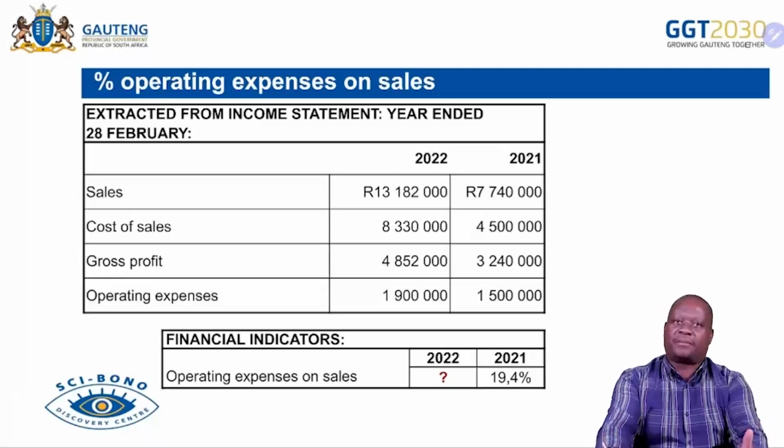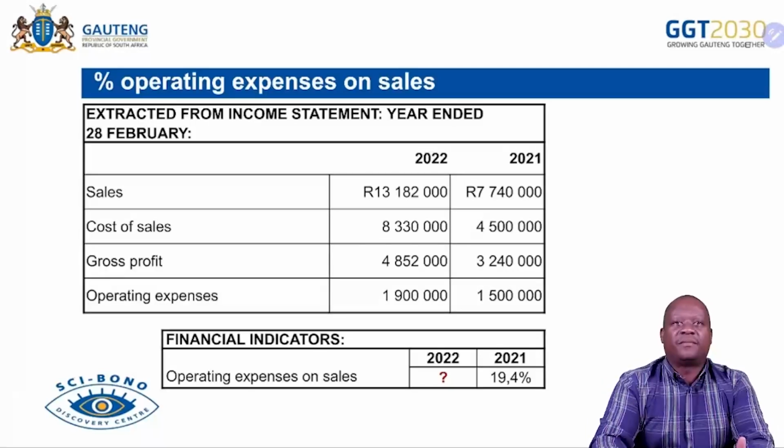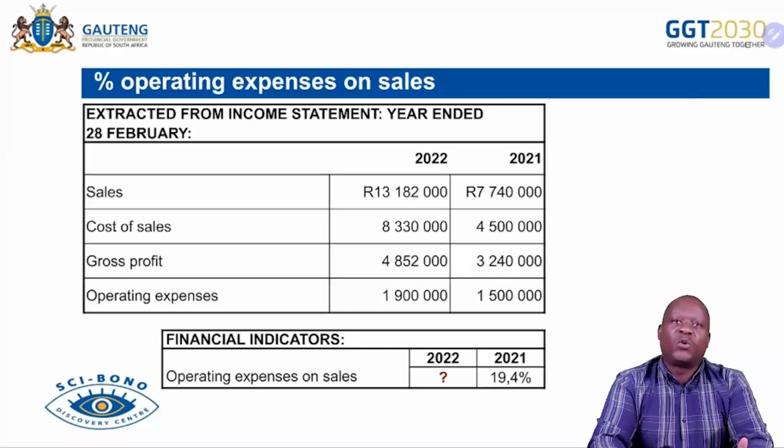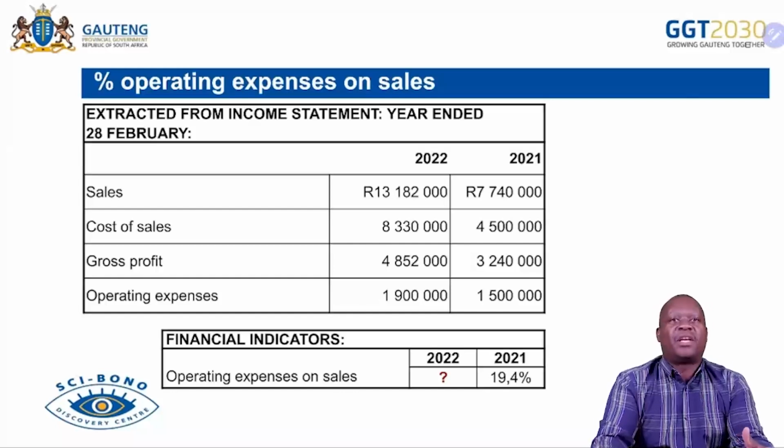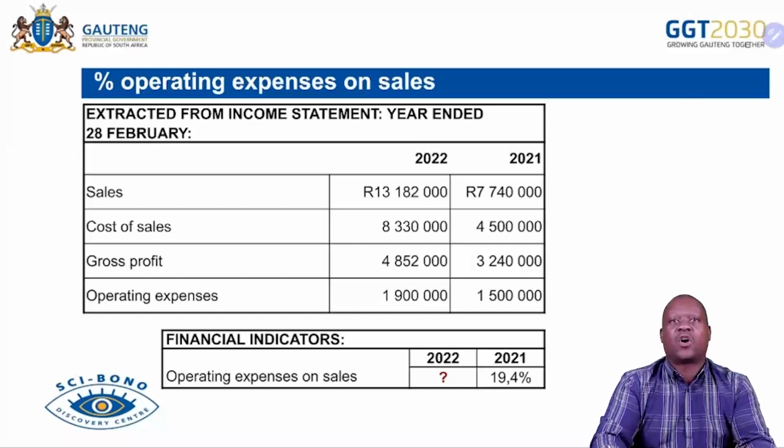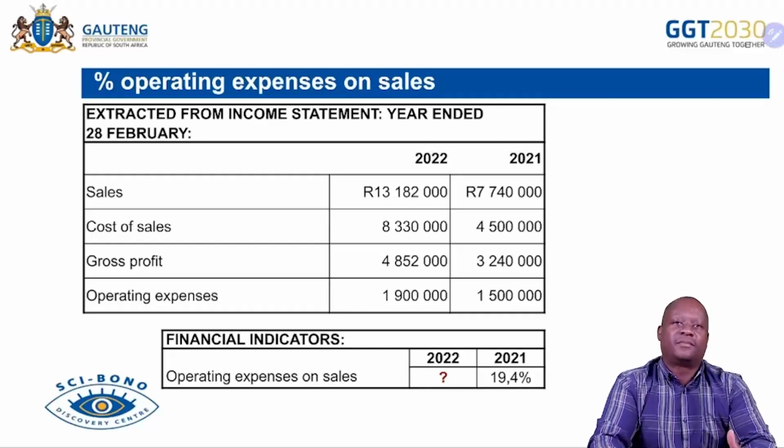Let's calculate them. The first one today, we are going to look into one of the profitability ratios. This is operating expenses on sales. Check here. Operating expenses on sales. The formula is giving us plus or minus the same.